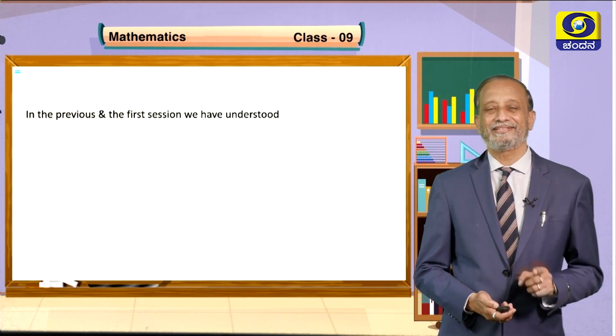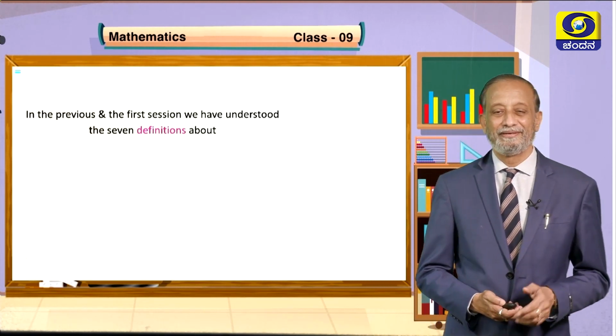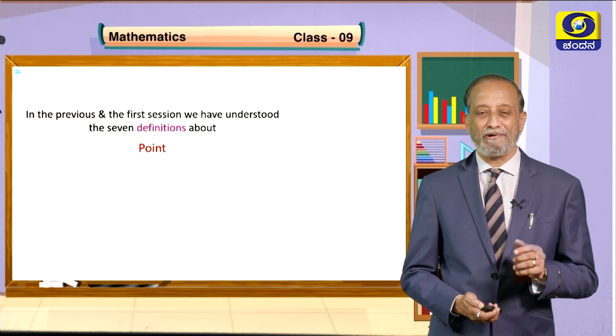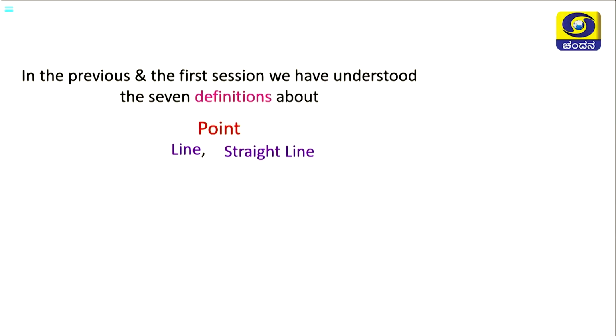In the previous and the first session, we have understood the 7 definitions of point, line, straight line, surface and plane surface. Can you recall them, children?